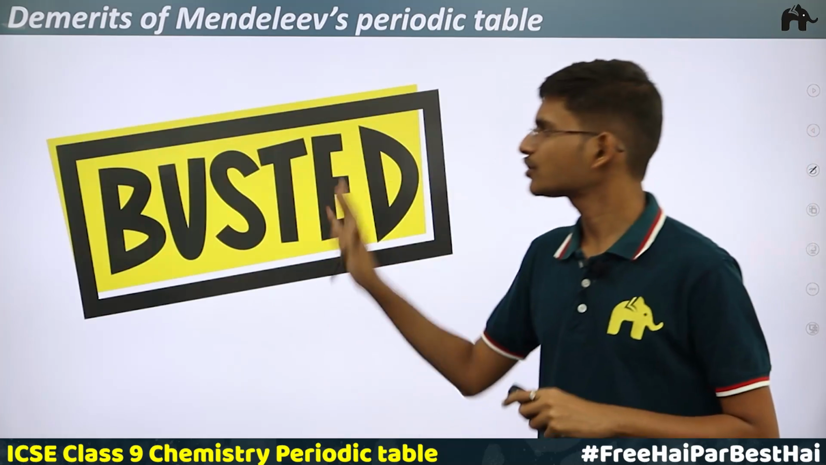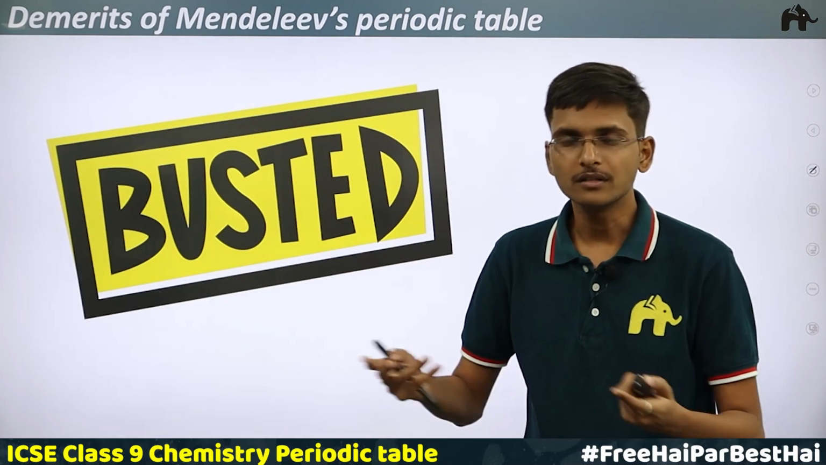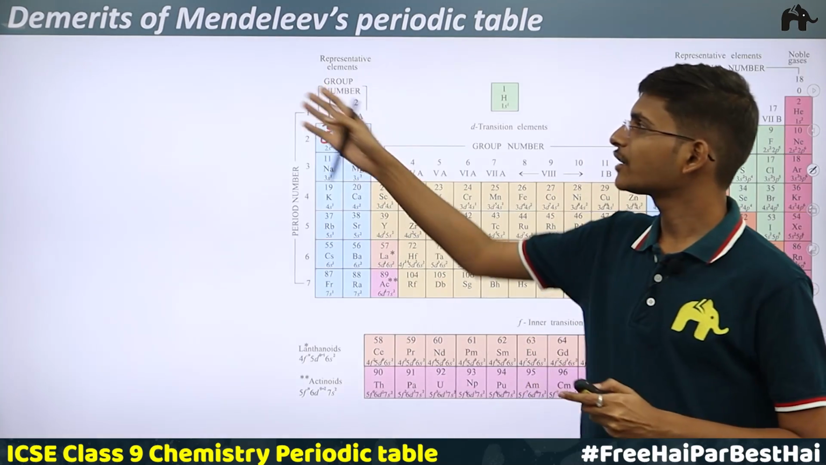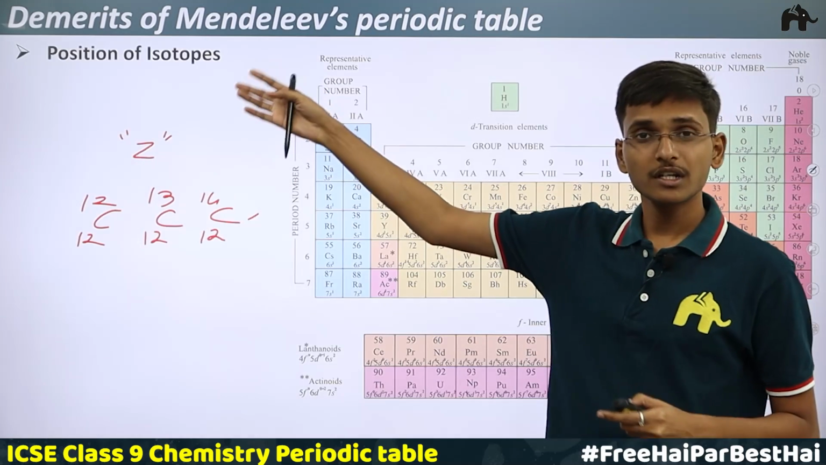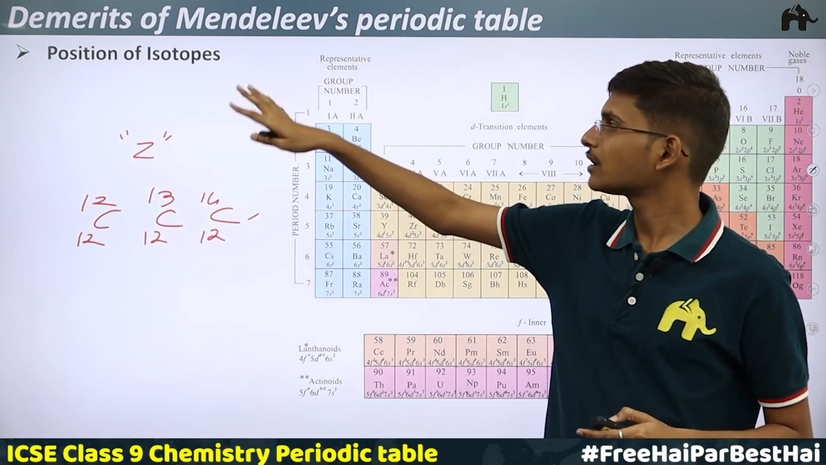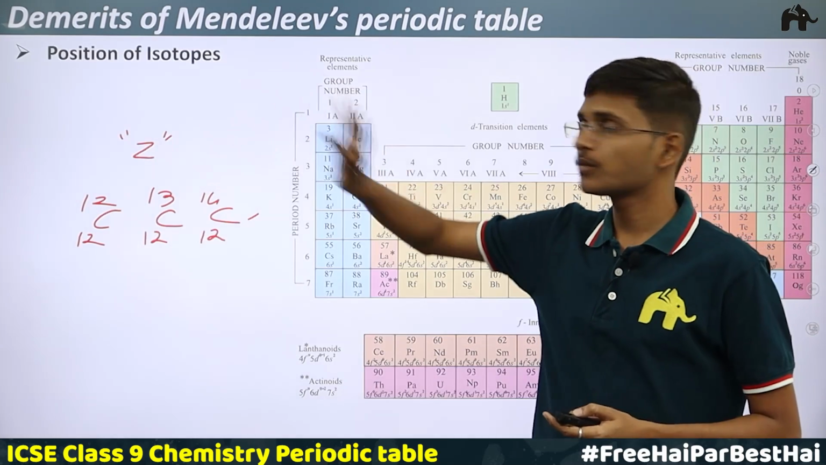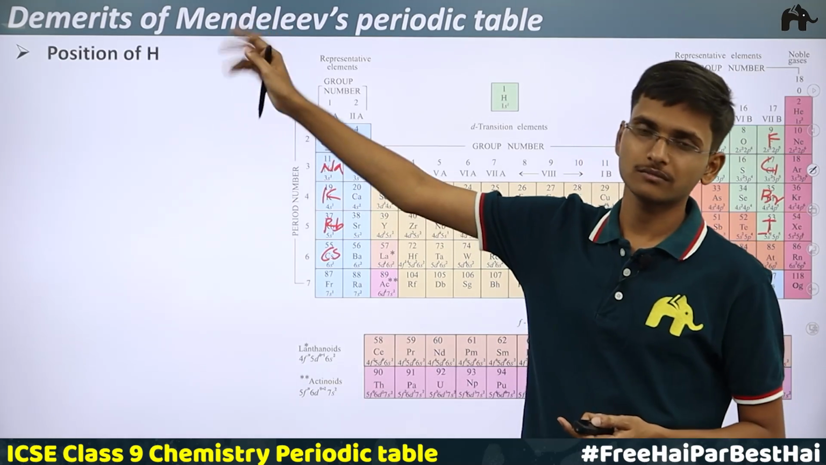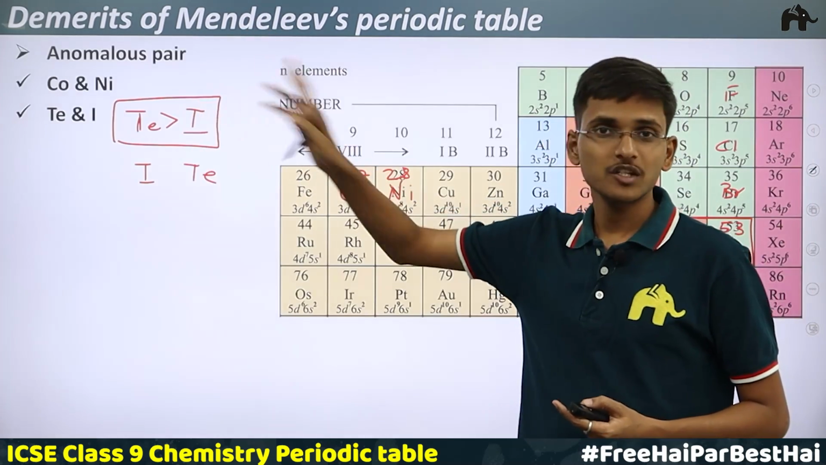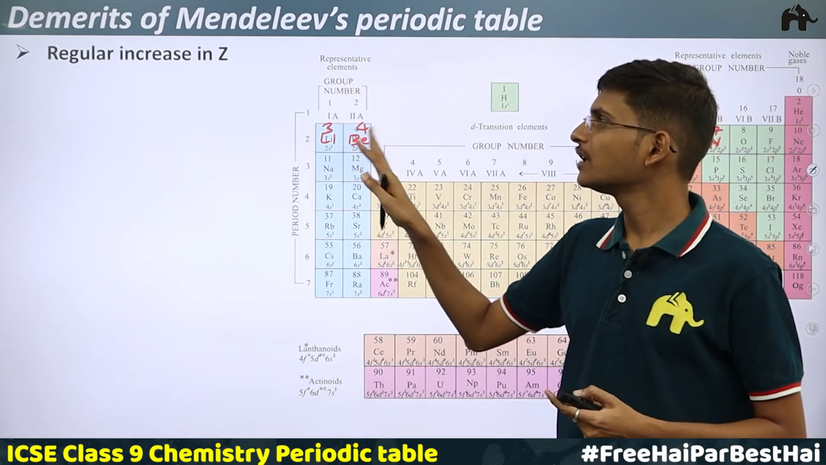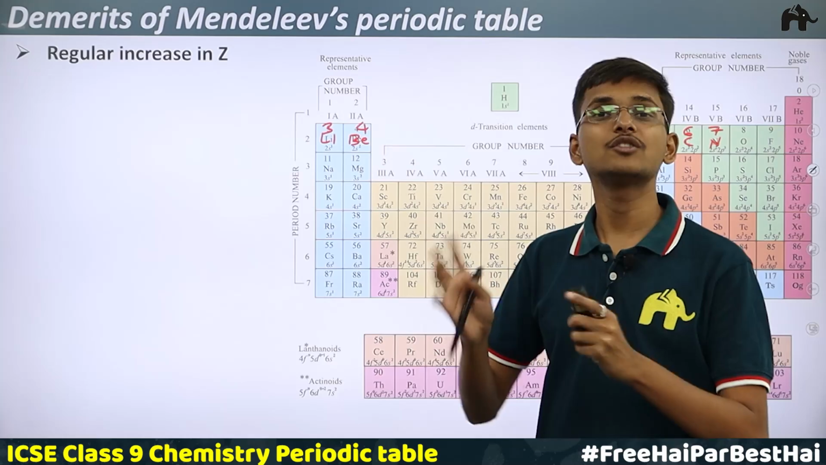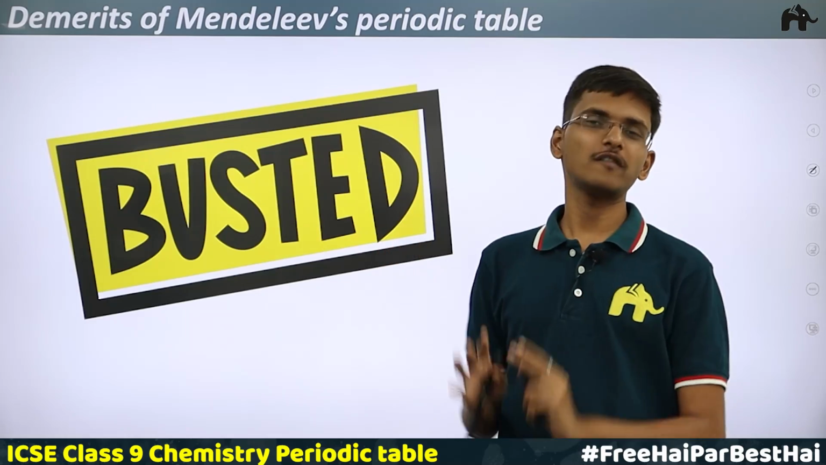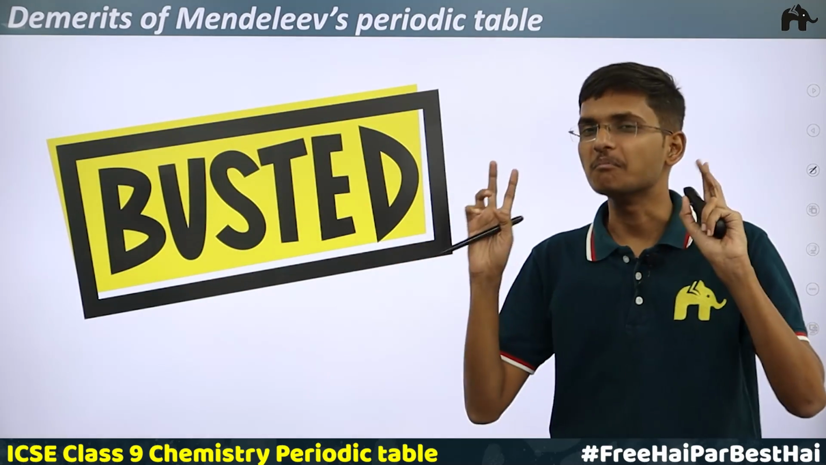Clear? Okay, so this anomaly also got solved, and in this way we have seen that all the 4 anomalies were demerits of Mendeleev's periodic table: the irregular increase in the atomic mass, the position of isotopes not being confirmed, the position of hydrogen not being final, and the anomalous pairs. These 4 demerits we have just seen, and all these demerits are solved in our modern periodic table. So yes, we have busted the demerits of Mendeleev's periodic table by bringing in the modern periodic table.